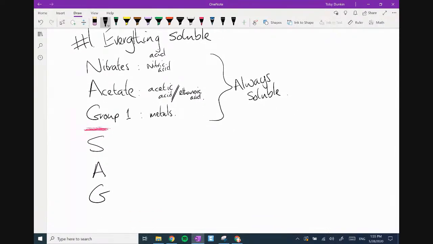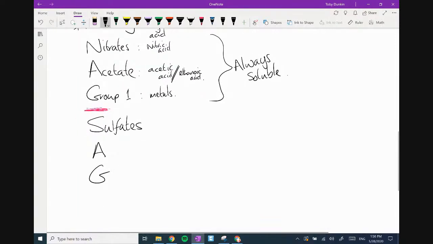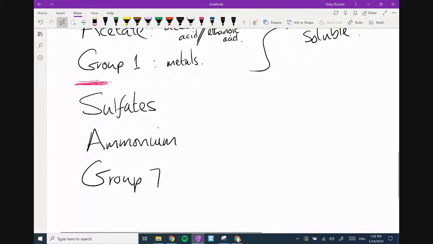And then we get this rule 1.5. This is how rule 1 links to rule 2. Now the next one is these are sulfates. Sulfates, we've got ammonium salts, and we've got group 7. Okay. So we've got these guys.